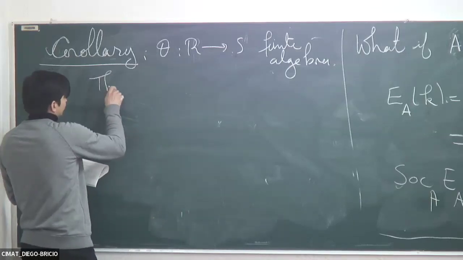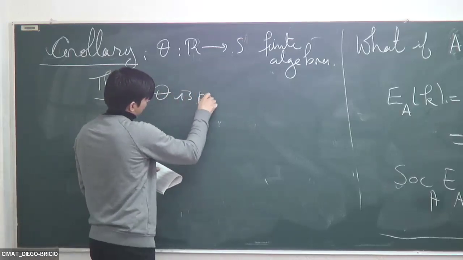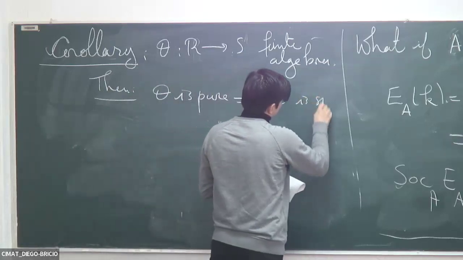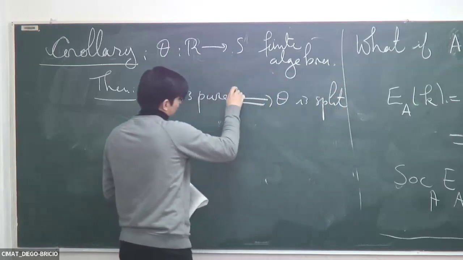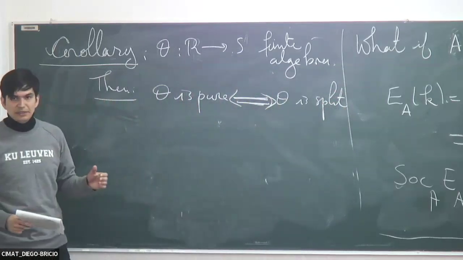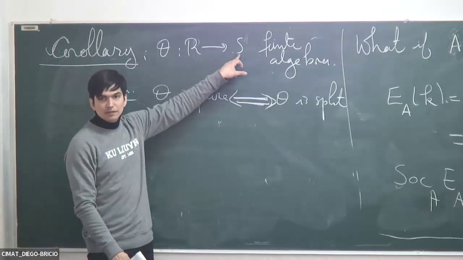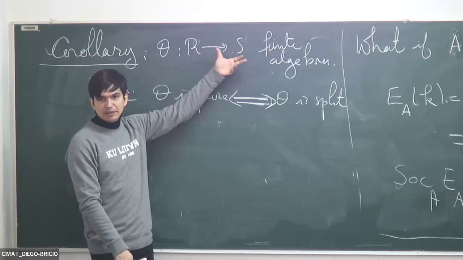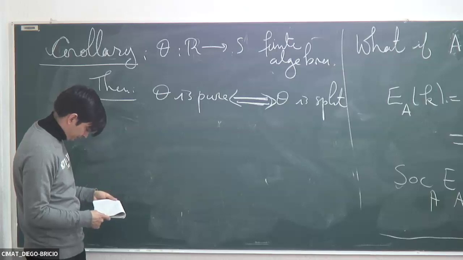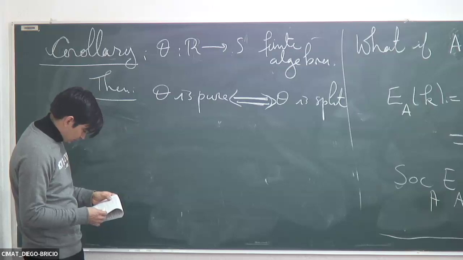Then, if theta is pure, it implies that it is split. And of course, you can add the other direction. So this is the other case in which purity and splitness happen to be the same thing: if the target of the map happens to be finite, if you have a finiteness condition here.